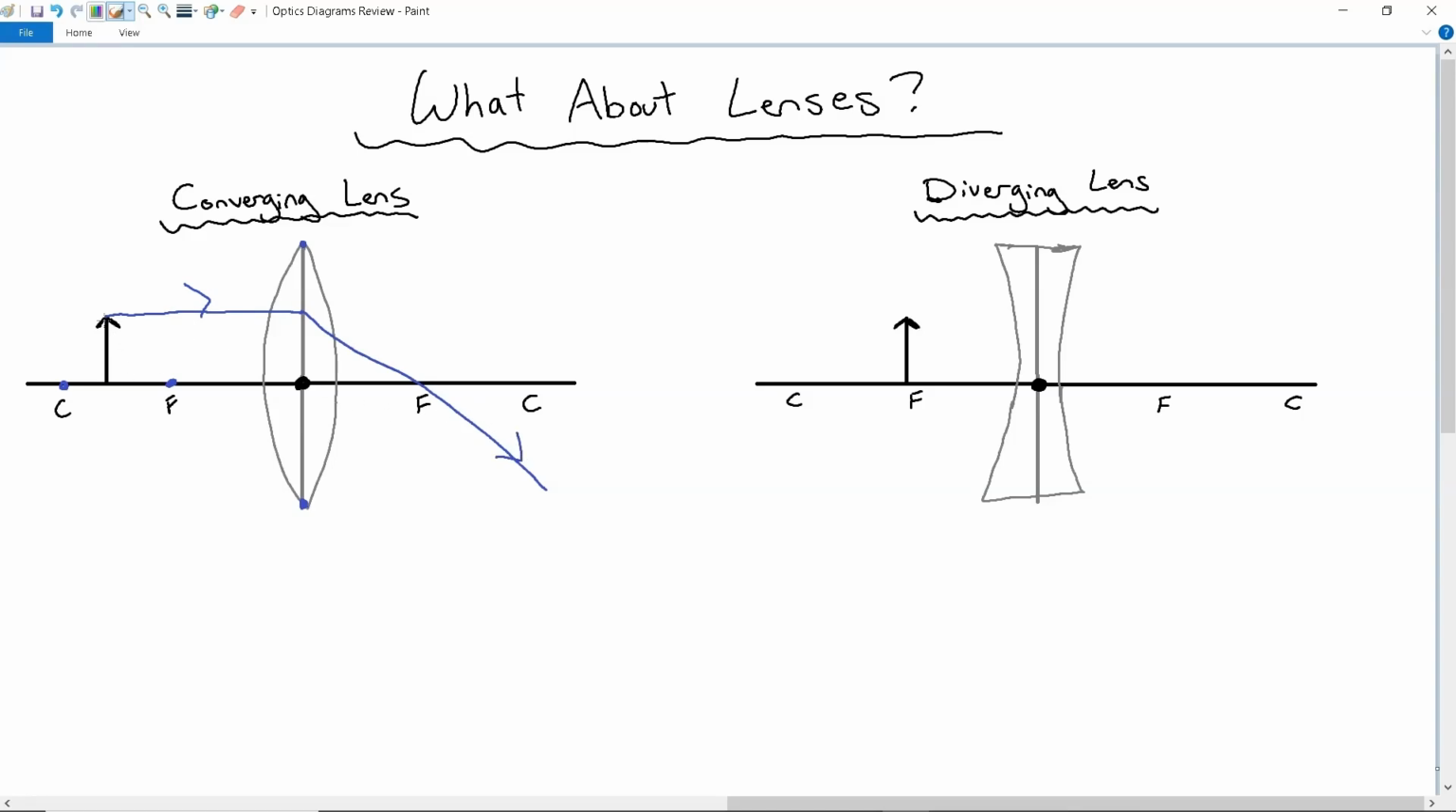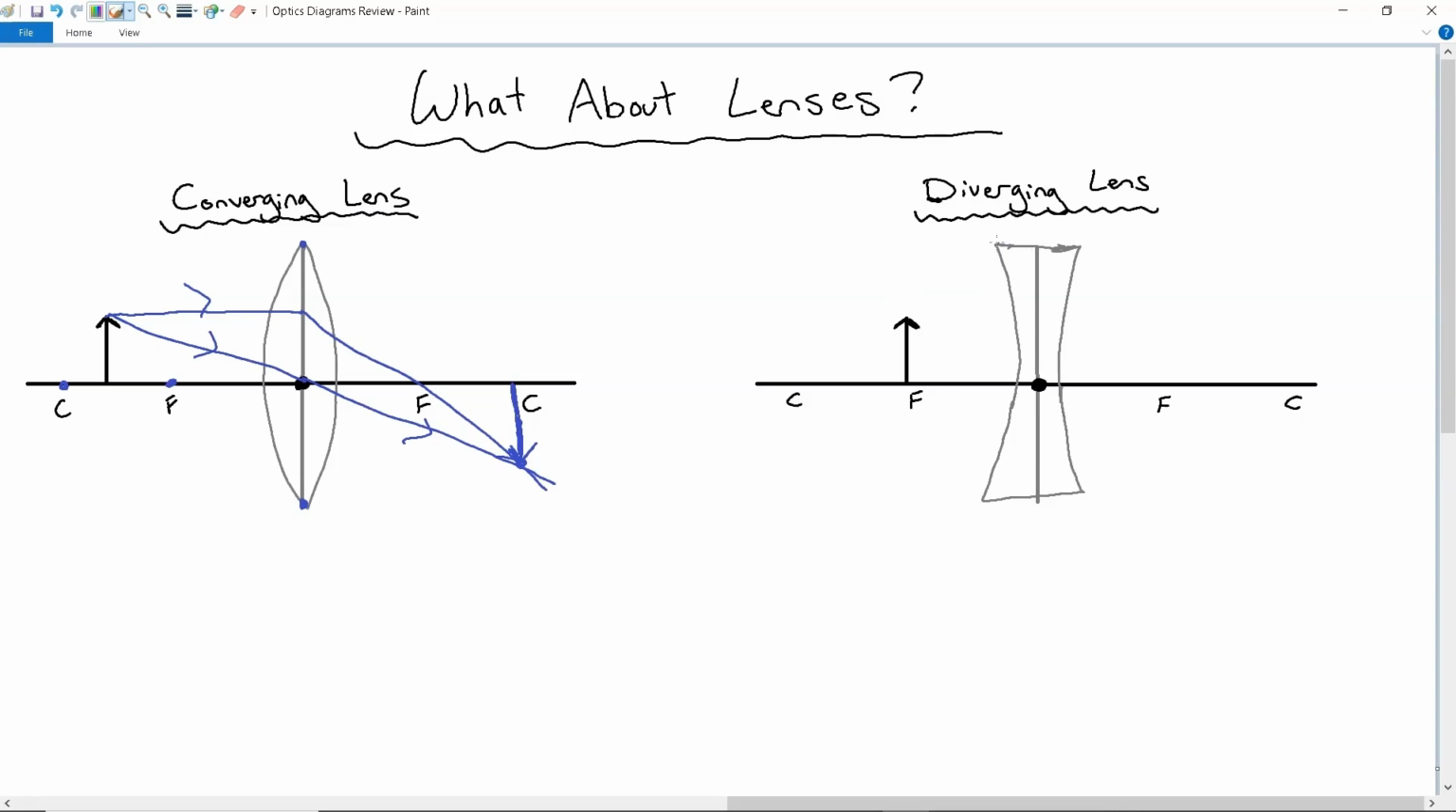And then our second ray is pretty simple. We're just going to go right through the middle of our lens, and it will continue to follow the same path at the same angle. And that should give us a point here where the light is converging, and I get a real inverted image. And it's real because these are the real rays of light passing through the lens and converging at a point. All right, not too bad. Let's move on to diverging lenses.